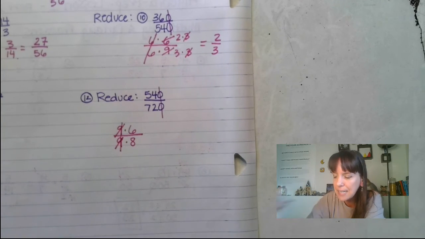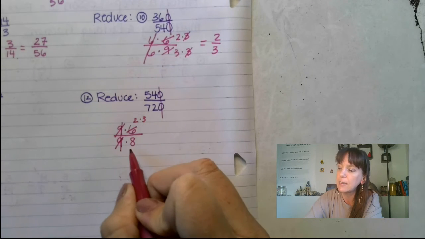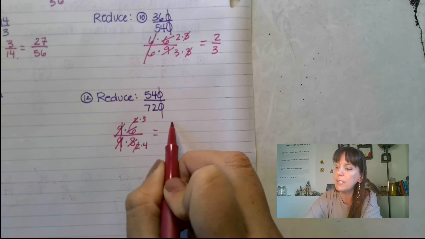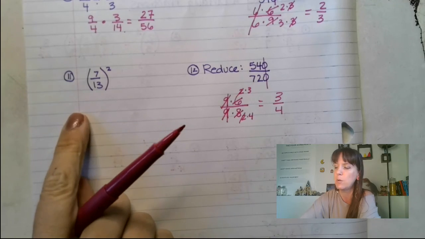Now, 6 and 8 can be broken down. This is 2 times 3. This is 2 times 4. Lob those 2's off and I get 3 out of 4. Excellent. One more refresher on this guy and then we'll be done.